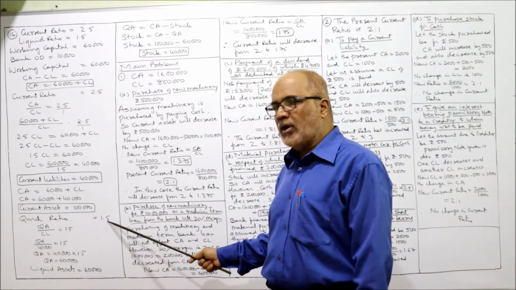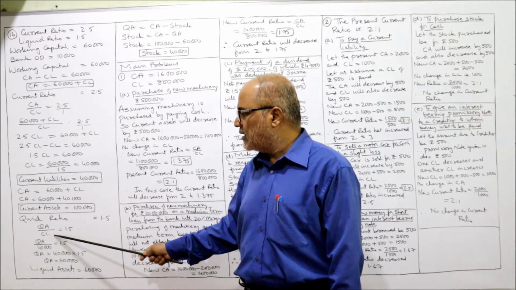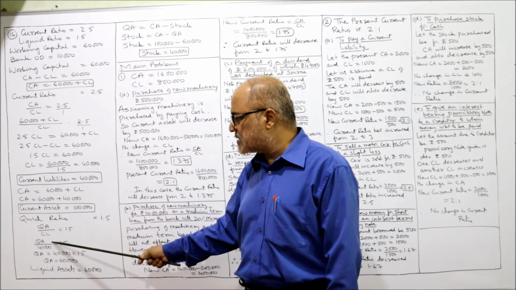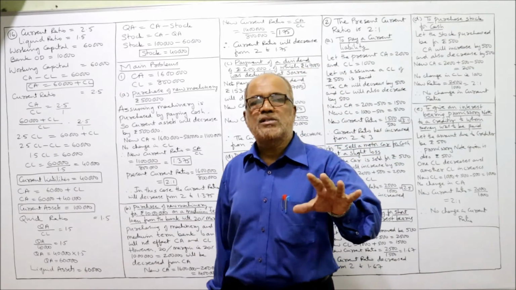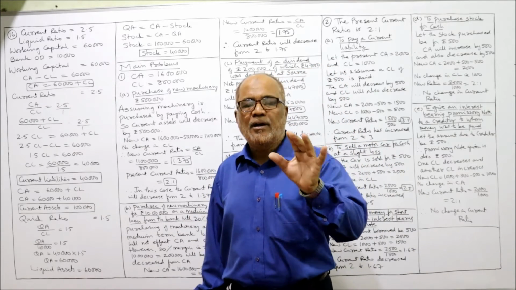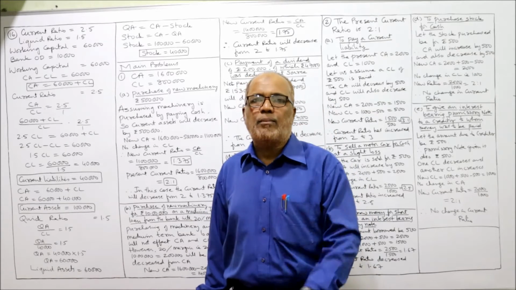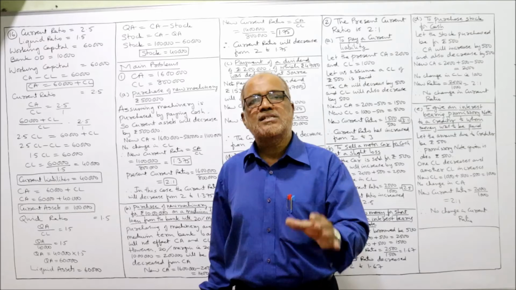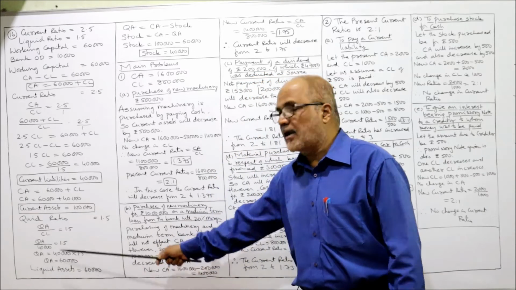So quick ratio is 1.5. What is the formula for quick ratio? QA by CL, quick asset by current liability. What is the current liability? Actually, there is a controversy regarding the formula for quick ratio. Some authors say quick asset by quick liability, but the majority of authors say quick asset by current liability. So that's why I'm taking current liability.